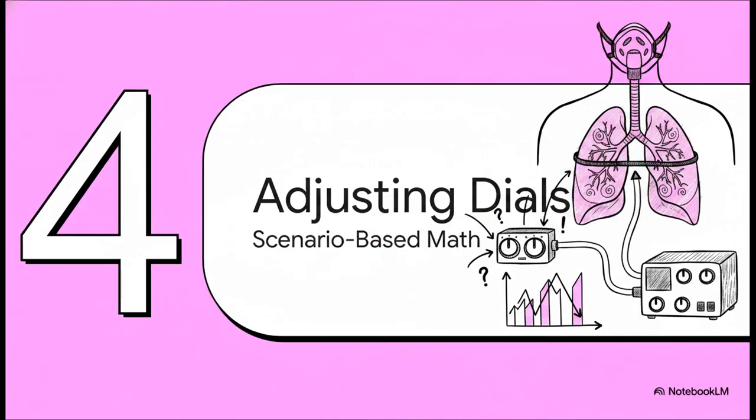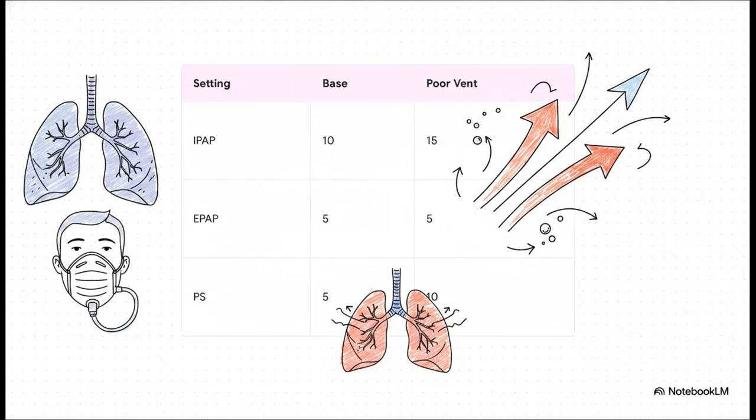Which brings us to Section 4, adjusting the dials. Let's do some scenario-based math. Let's see how we'd logically tweak these numbers to treat exactly what's going wrong with our patient. Say your patient started on that baseline of 10 over 5, but they're failing to ventilate. They just can't blow off the CO2. How do we help them out?